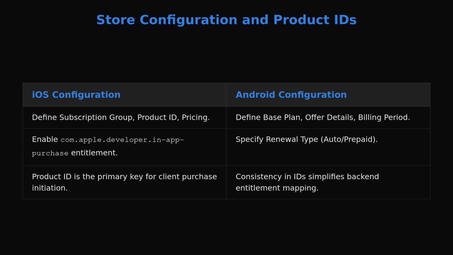On the Android side, define the base plan and all associated offer details, specifying the billing period and the renewal type in the Google Play console. Maintaining consistency in these product IDs across platforms is essential for simplifying your back-end entitlement mapping logic. The product ID serves as the primary key the client uses to initiate the purchase request.